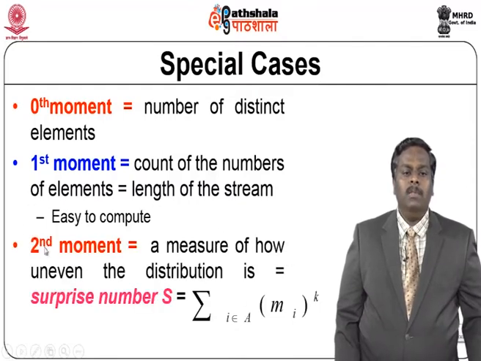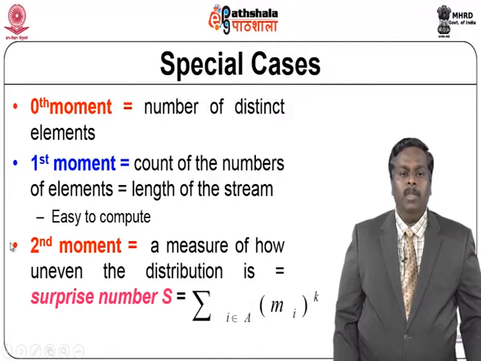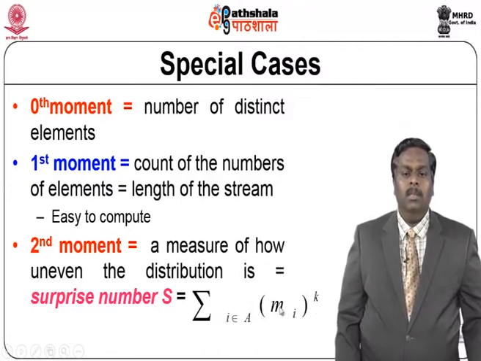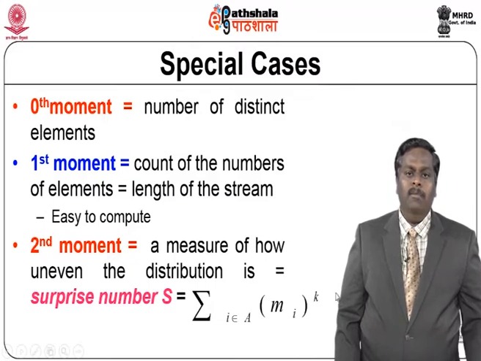If you are going to discuss with respect to the second moment, here in the same equation k will be equal to 2, that is the number of times a particular element has occurred will be raised to the power of 2. This is actually a measure which is used for indicating how uneven the distribution is, and this uneven distribution or the second moment is also called the surprise number S.